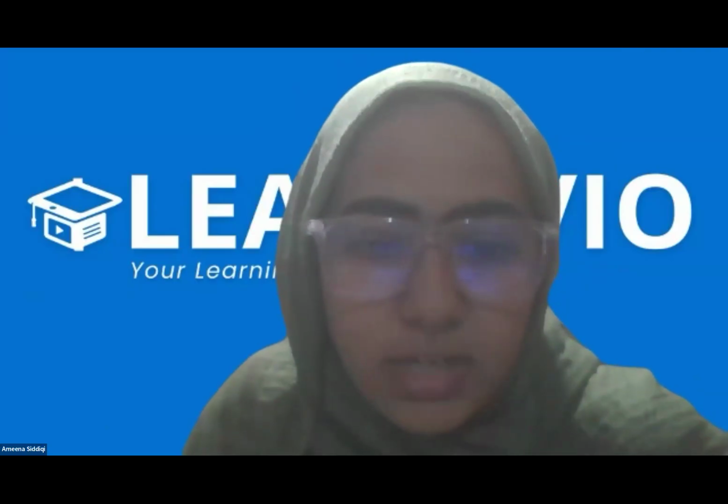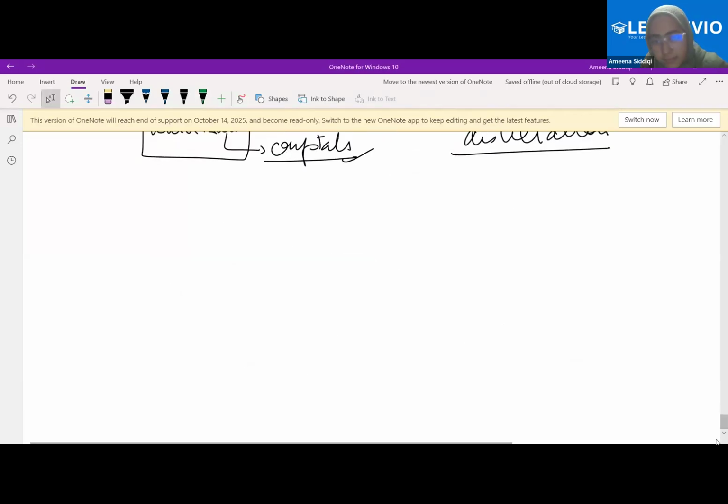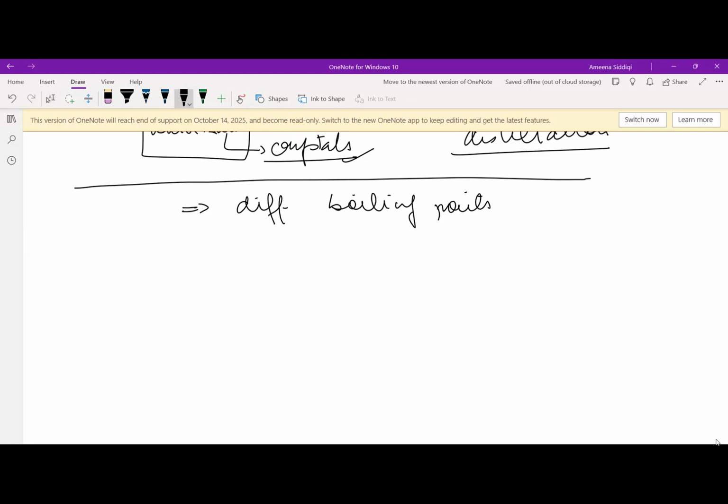Now, what is the concept of fractional distillation, Soumya? It's when you evaporate the substance with the lower boiling point into another tube, while one of the substances remains. Excellent. So basically, we are having the concept of different boiling points. Yes, different boiling points.